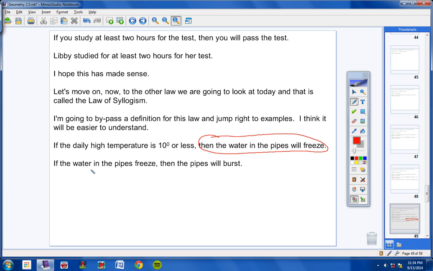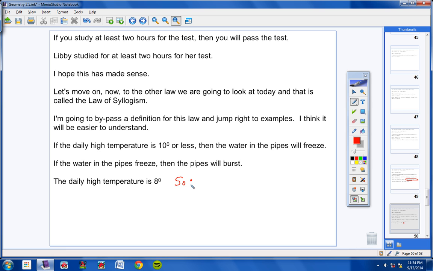If the water in the pipes freezes, then the pipes will burst. Are you seeing this okay? If the temperature is 10 degrees, then the water in the pipes will freeze. If the water in the pipes freezes, then the pipes will burst. So, write this down please. The daily high temperature is 8 degrees. So, what conclusion can I come to?